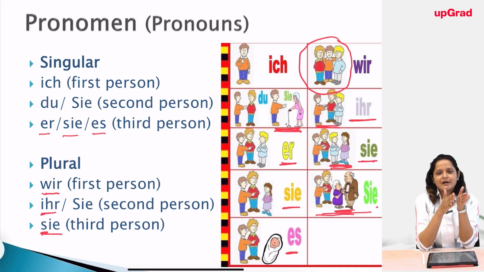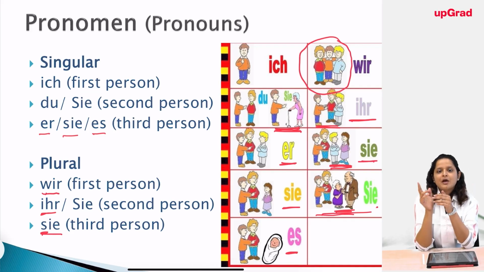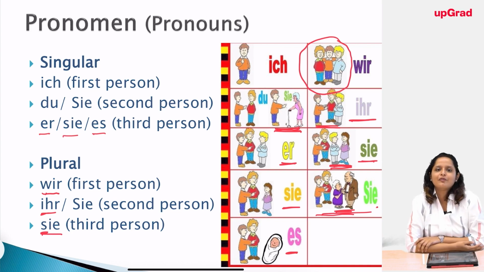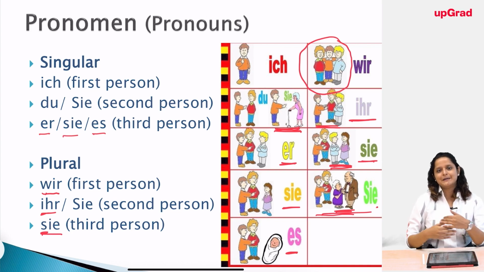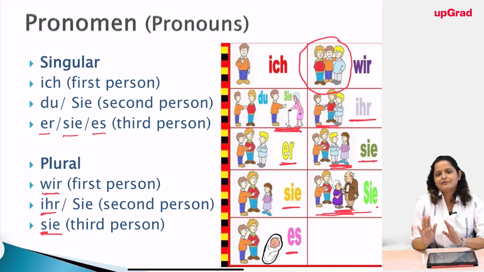They can be divided into singular and plural. Not to forget that the second person is going to be formal and informal as well. Formal and informal only applies when you make an address, that is, towards the second person. For the first person and for the third person, there is no formal and informal that is required.